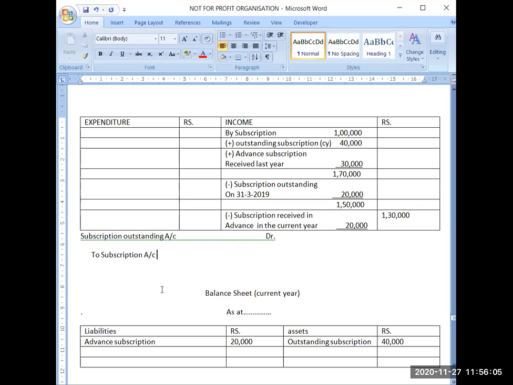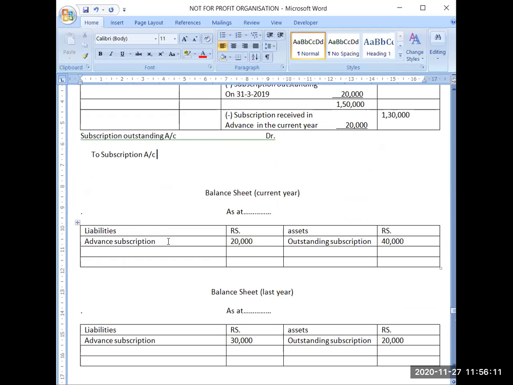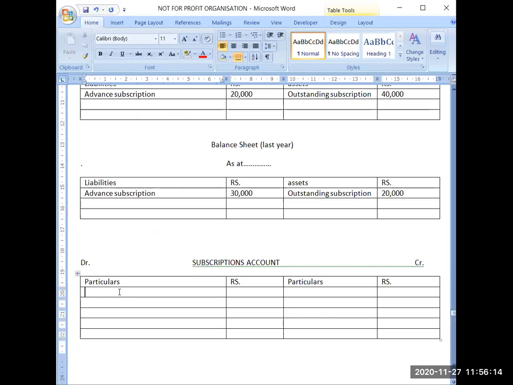I will reverse this entry, subscription account debit to subscription outstanding account, so that I will be getting current year subscription income only. So here it will be subscription account debit to outstanding subscription account. So this amount was 20,000 last year. Subscription outstanding amount was 20,000. I hope this first entry is clear.